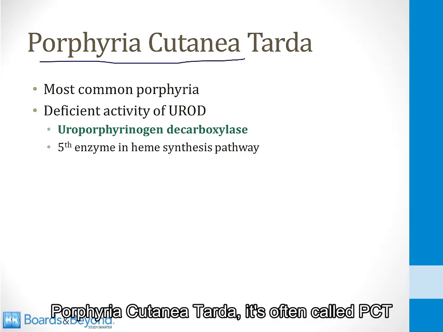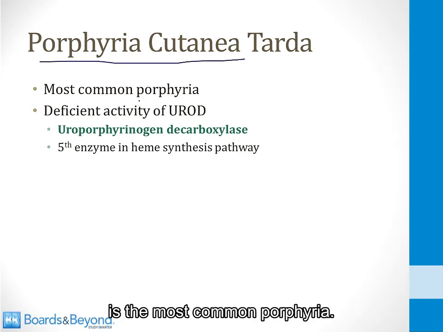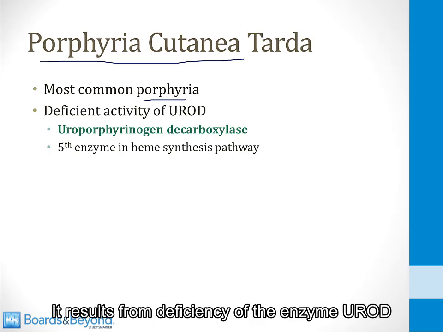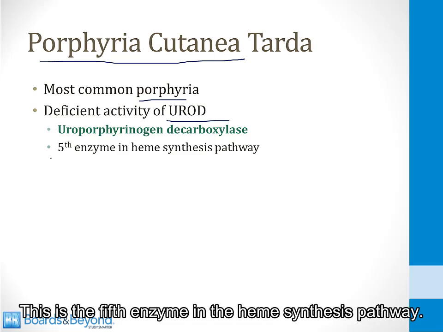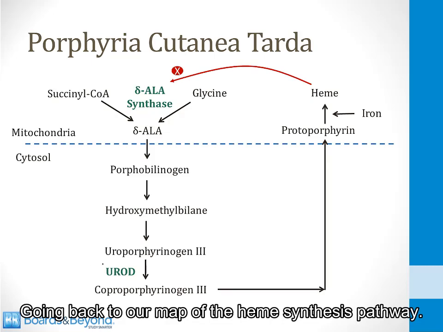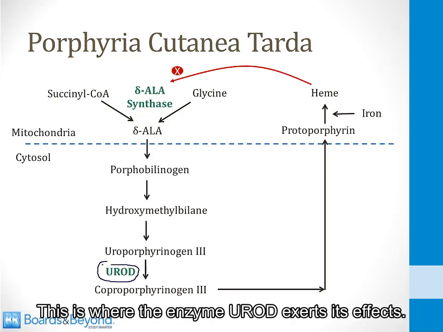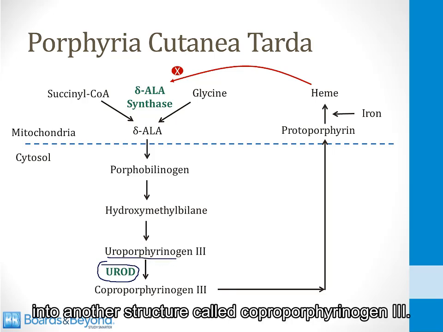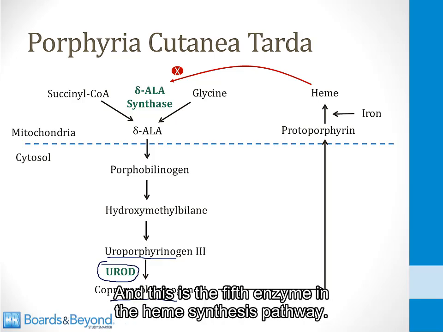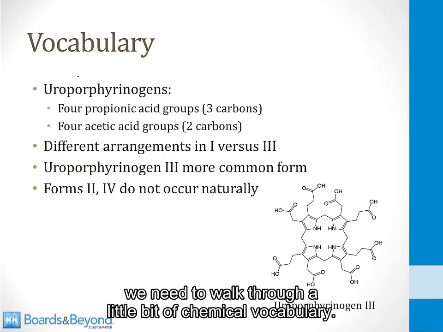Porphyria cutanea tarda, often called PCT, is the most common porphyria. It results from deficiency of the enzyme UROD, which is uroporphyrinogen decarboxylase. This is the 5th enzyme in the heme synthesis pathway. Going back to our map of the heme synthesis pathway, this is where the enzyme UROD exerts its effects. It converts a structure called uroporphyrinogen 3 into another structure called coproporphyrinogen 3, and this is the 5th enzyme in the heme synthesis pathway. To understand this disorder, we need to work through a little bit of chemical vocabulary.